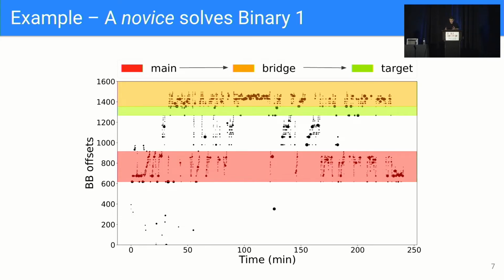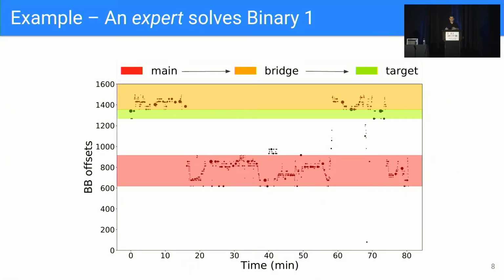What we can see here is that this user spent a lot of time analyzing useless portions of code, and there is not a clear pattern. She was just looking around the whole binary. We cannot see a pattern there. Let's try with an expert.